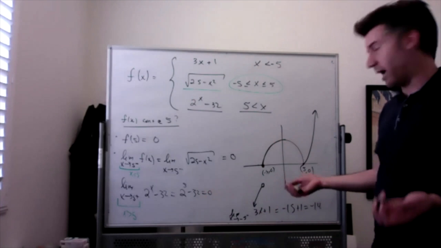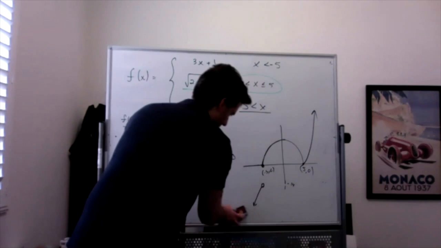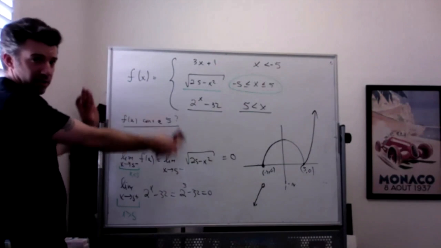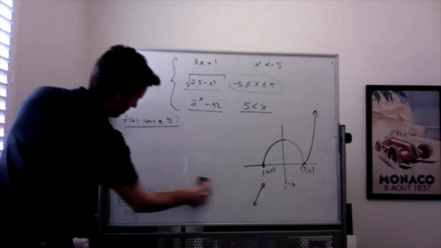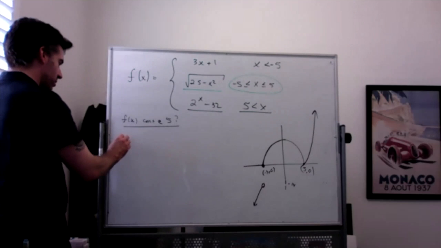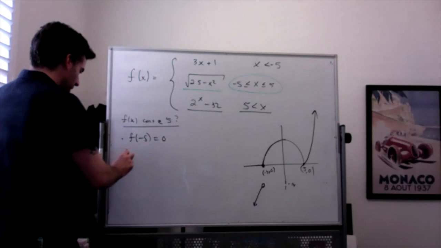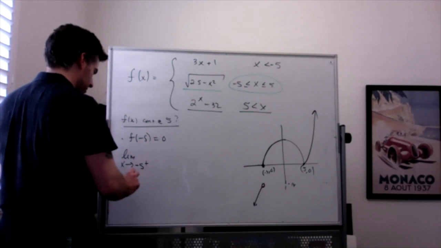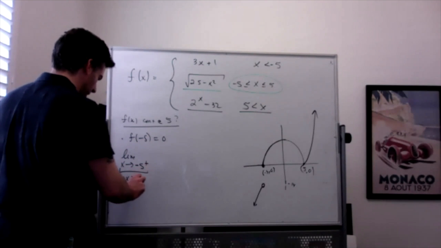But here's the actual justification. It's hard to see down here, so I guess I'll erase this part. So all we're saying here is that we know f of -5 equals 0. The limit as x approaches -5 from the right. So again, remember, this means that x is bigger than -5.